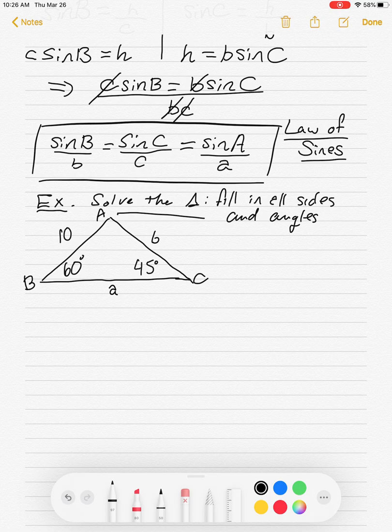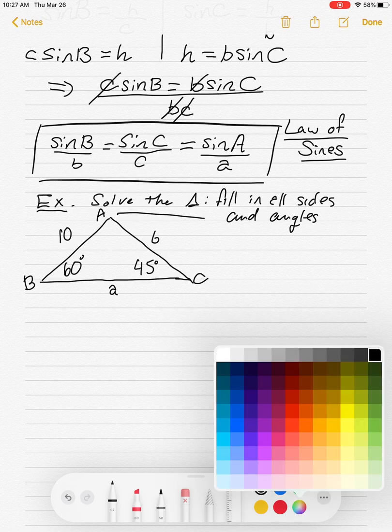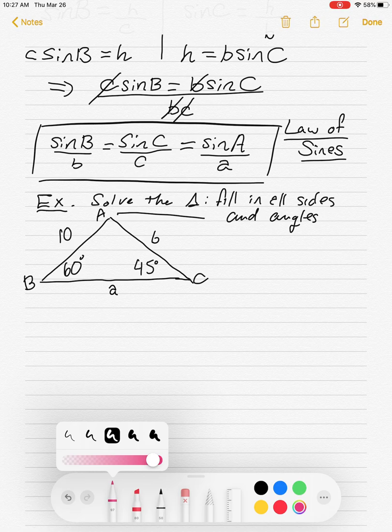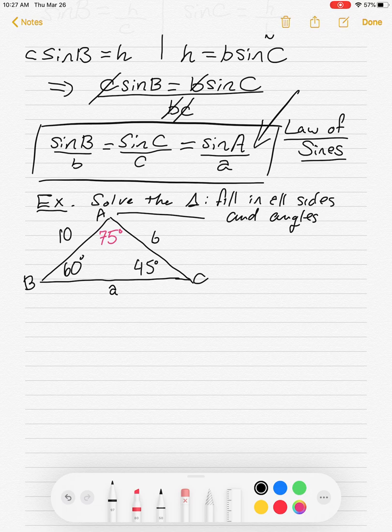Now that one's easy to come up with. Let's see, 60 plus 45 is 105. 180 minus 105 is just 75 degrees, so I have that one. That's easy. Okay, now let me see if I can use my law of sines.